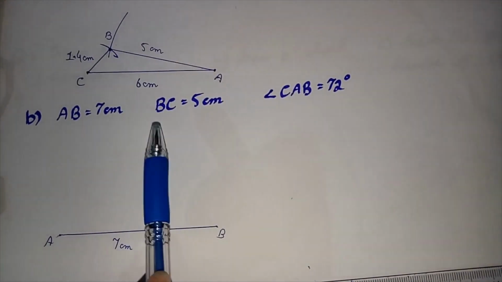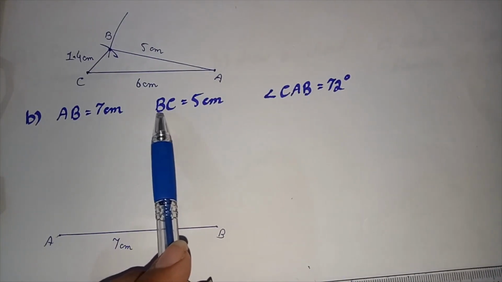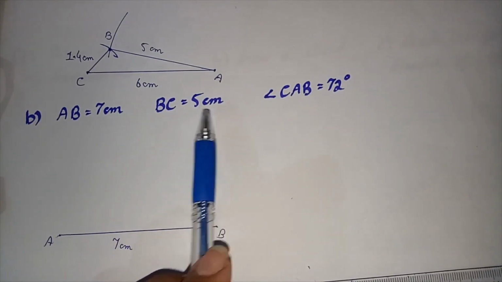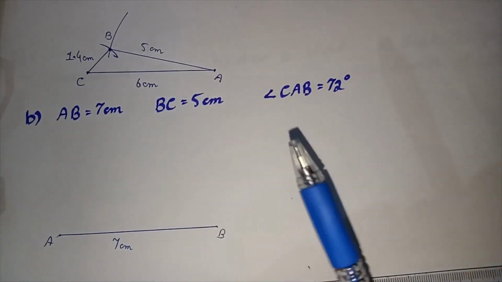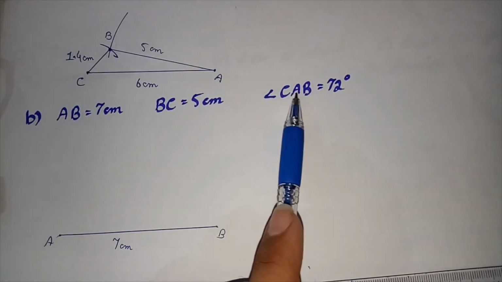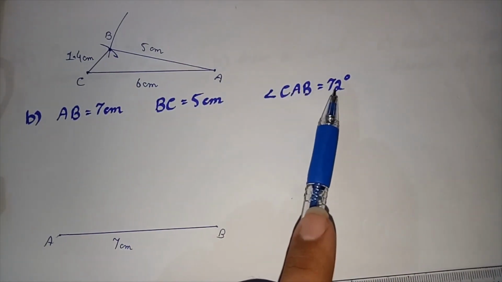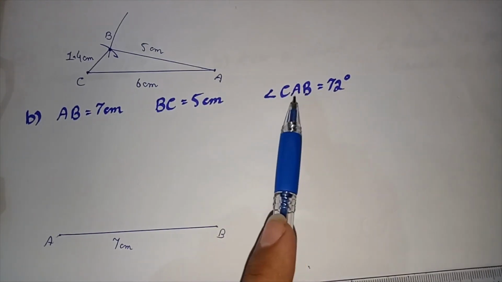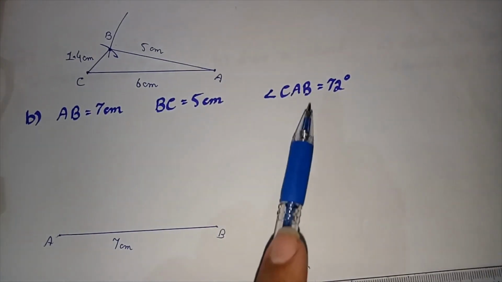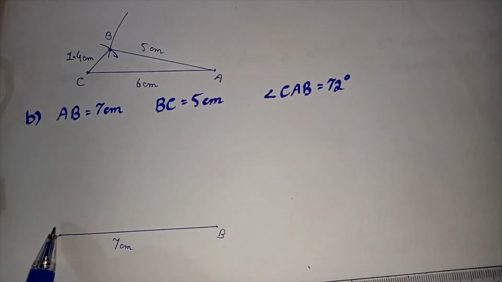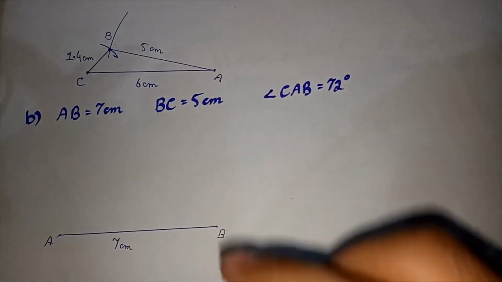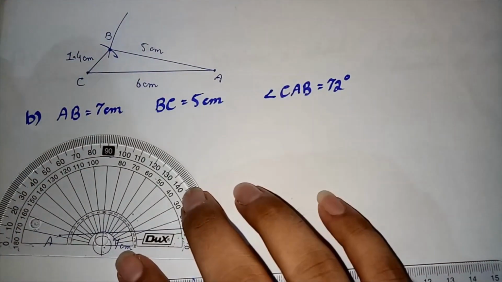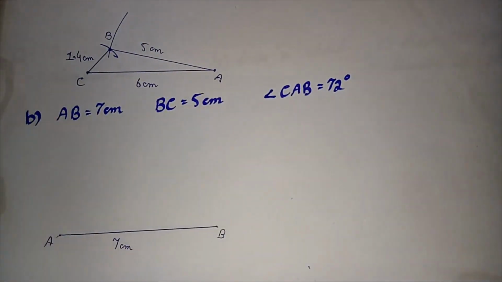And now we have this BC 5 centimeters and an angle of CAB. It means that here we have the angle at the point A. Here actually 72 degrees is the angle with the point A. It means that we have a 72 degree angle here on A. Okay, so first of all we will draw this angle. Alright, so the work will be easier for us.